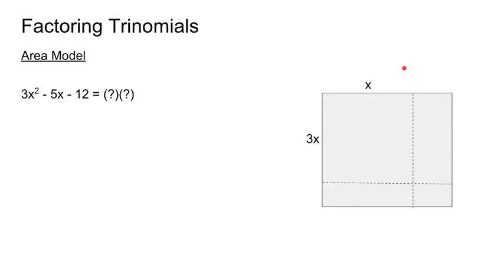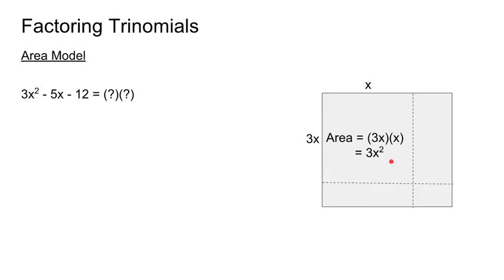Because the length and width have to multiply to become 3x squared. If we're sticking to whole numbers, we have to have 3x and x. That's not going to be square. 3x is going to be longer than x. So this picture is not drawn to scale, but we're using it just as a way to help us think through the problem.